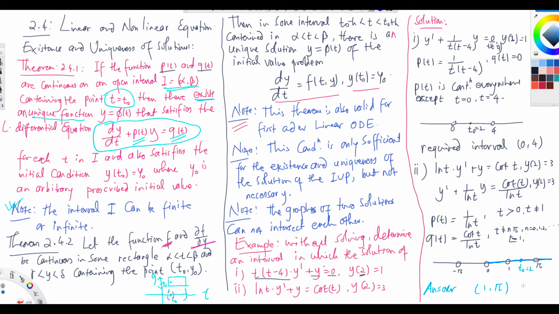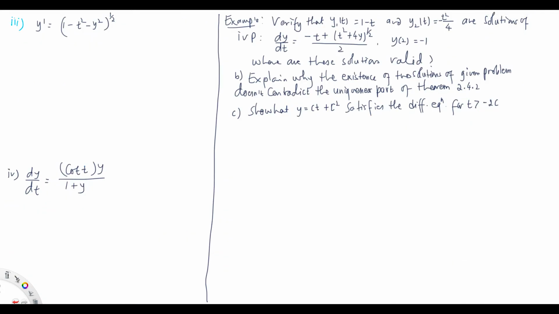Or you can write 1 is less than t is less than pi, either way. So this would be 0 is less than t is less than 4. Sorry, not pi, 4. Okay, so this is how we find out the interval of validity, or interval where the differential equation has a unique solution. So I will take some more examples from this exercise, okay guys? So let us see some more examples.